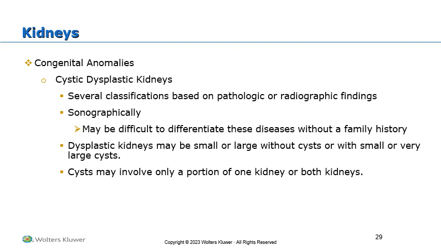Dysplastic kidneys can be small or large. They can be with or without cysts, and those cysts can be very small or very large. The cysts can involve just one portion of one kidney all the way to completely overtaking both kidneys.